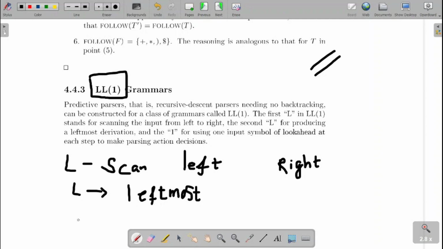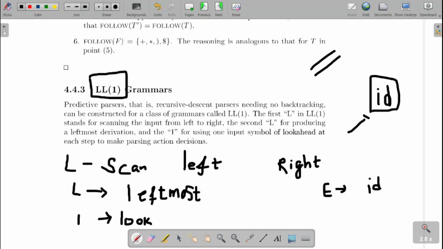Then the 1, that is LL(1): 1 stands for one symbol of look ahead. Let us take the example of E derives id. If my input is id, then whenever we have input, we look at the next symbol, and depending on the next symbol we make the decision. That is the one symbol of look ahead. Look ahead means, when we go for parsing, how many next symbols we are going to consider.